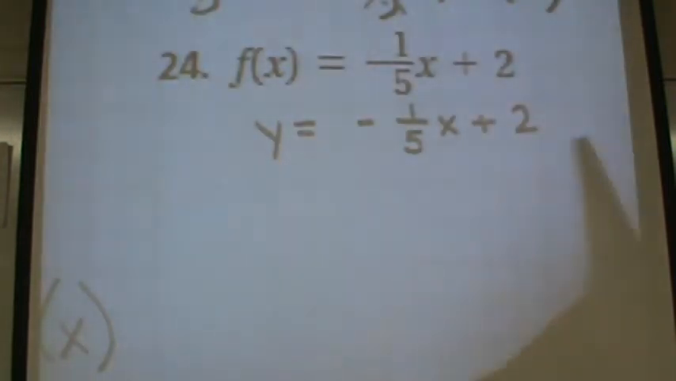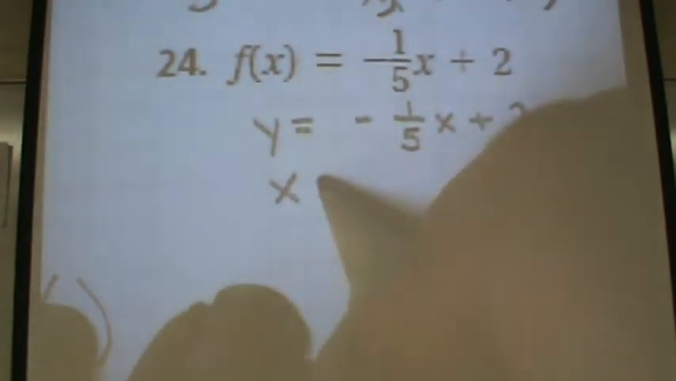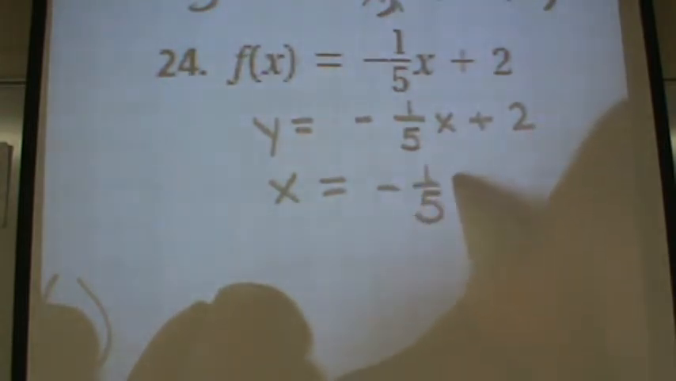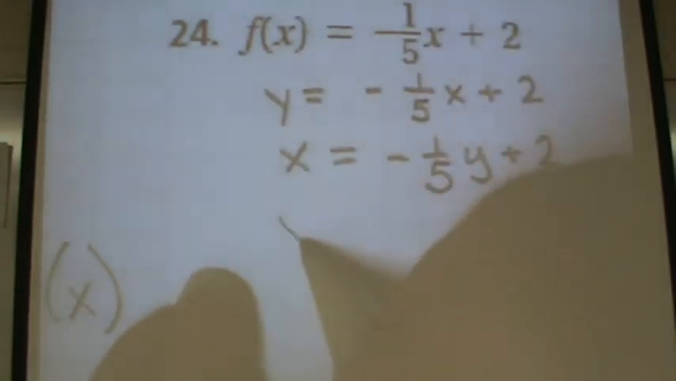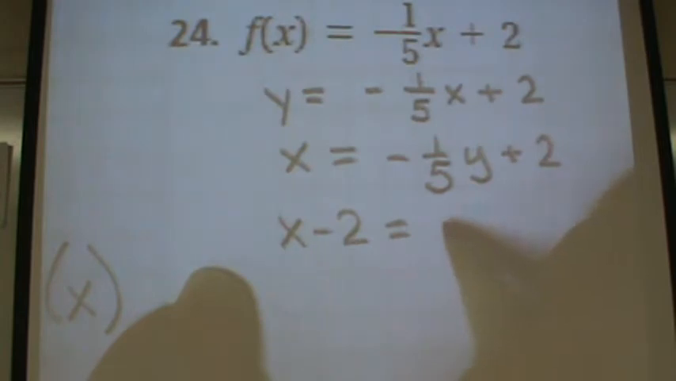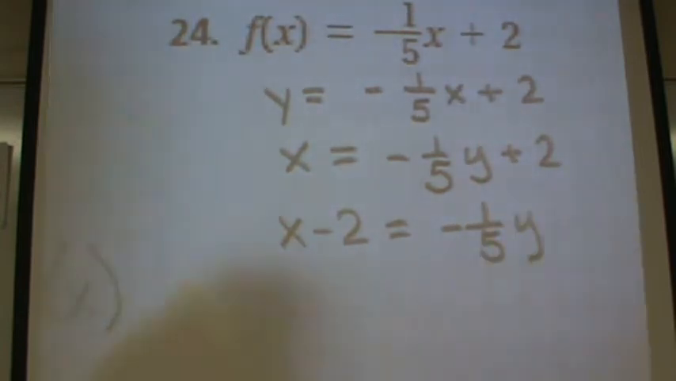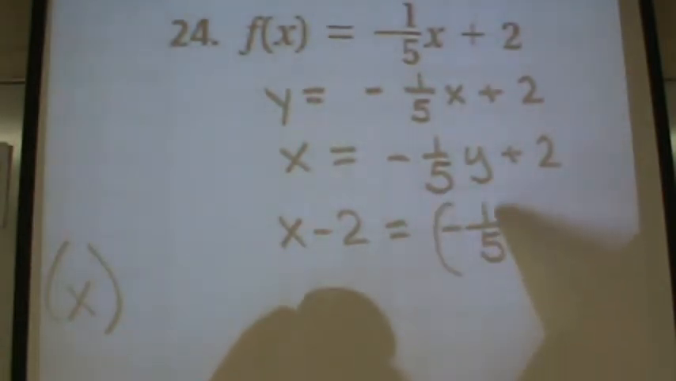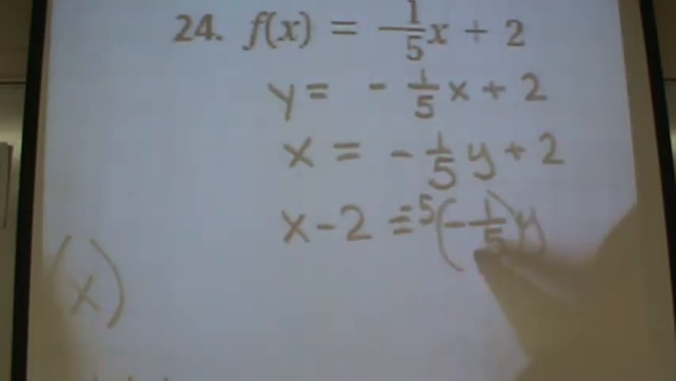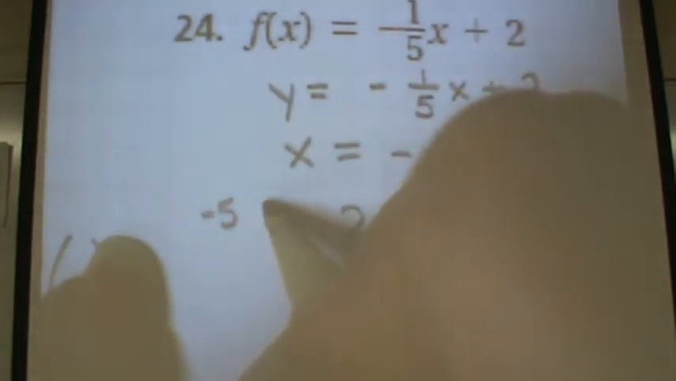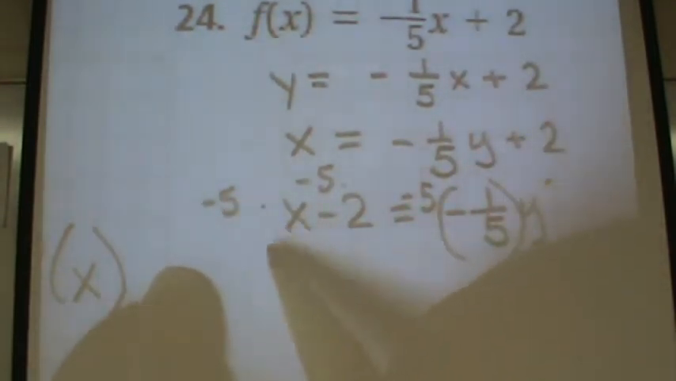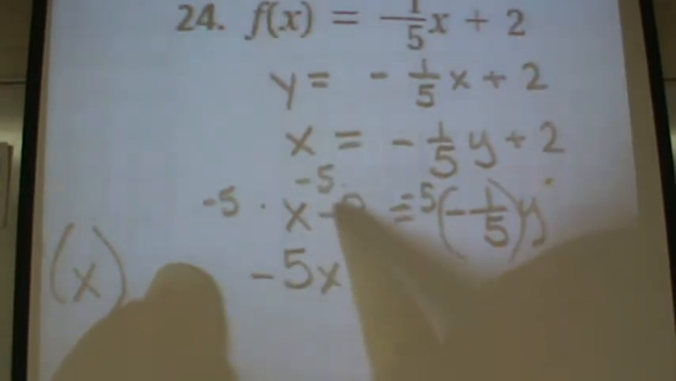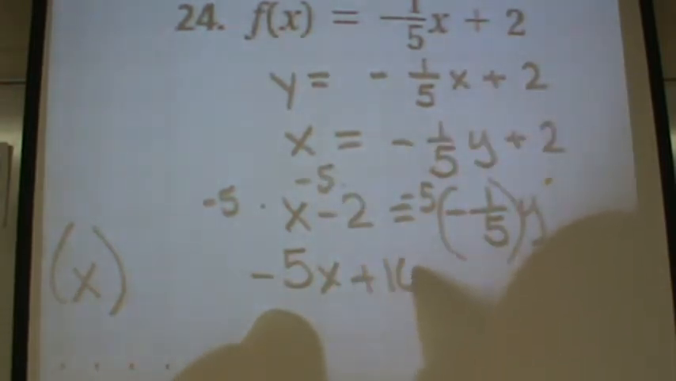How do you find the inverse? What do you do? Subtract 2. Well, first change them, right? And yes, you're right, subtract 2. So x minus 2 is equal to negative 1/5 y. Now, do you know how to get rid of this negative 1/5? Yes, good job. Multiply everything by negative 5. Negative 5 times x and negative 5 times negative 2. So can you clean this up for me? You get negative 5x. What's negative 5 times negative 2? 10 is equal to y.